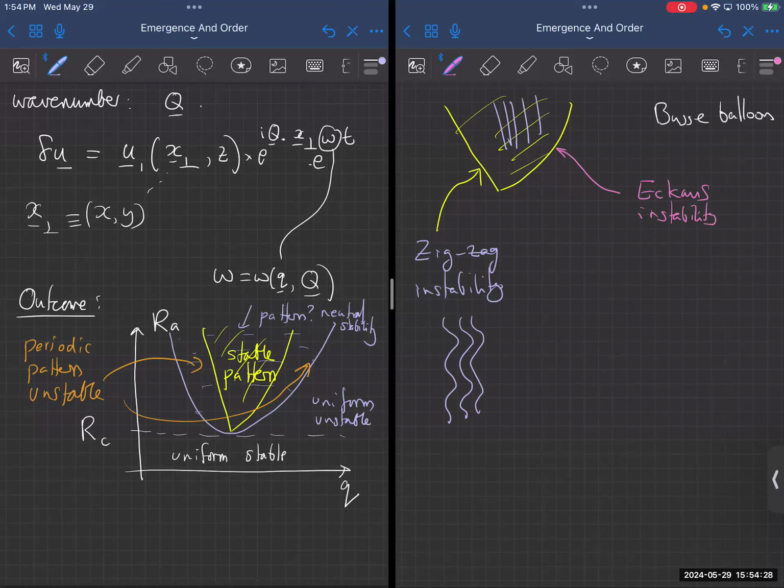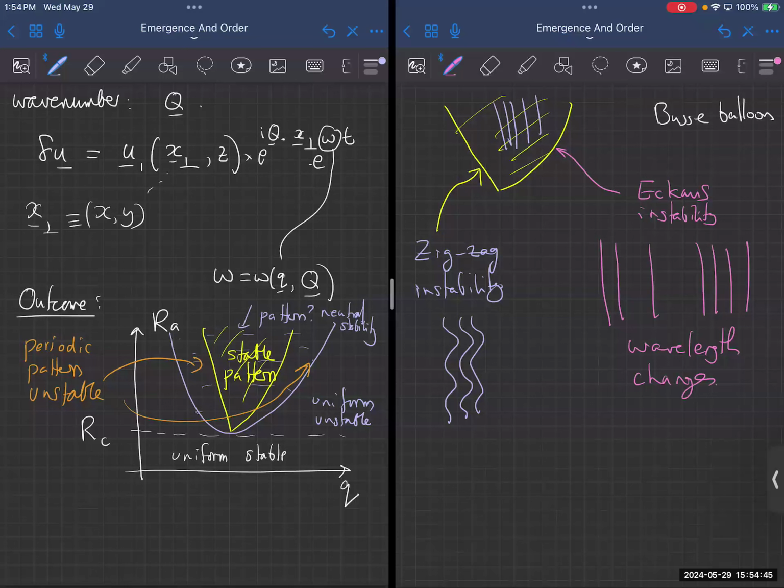And in the Eckhouse instability, what happens is it looks like this. So the wavelength changes. So there are different ways that all these patterns can go unstable, and we can analyze these things using the method that I've mentioned to you.